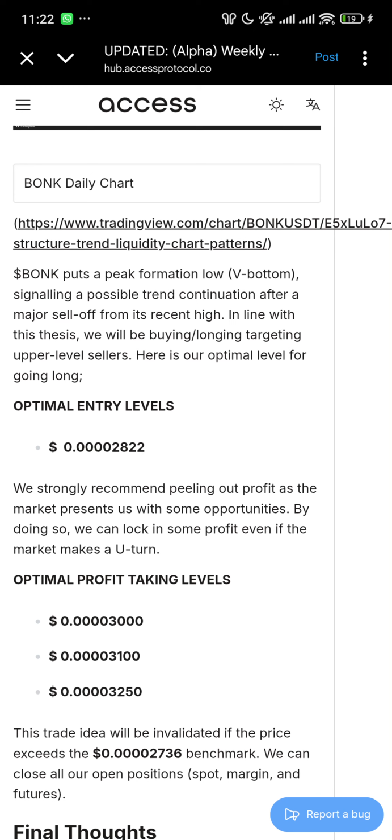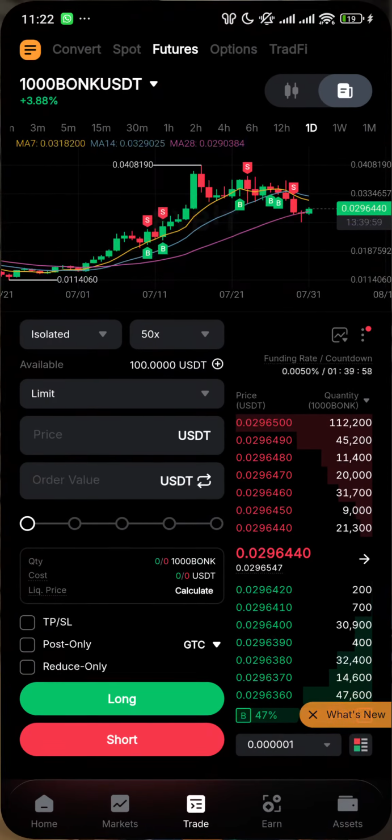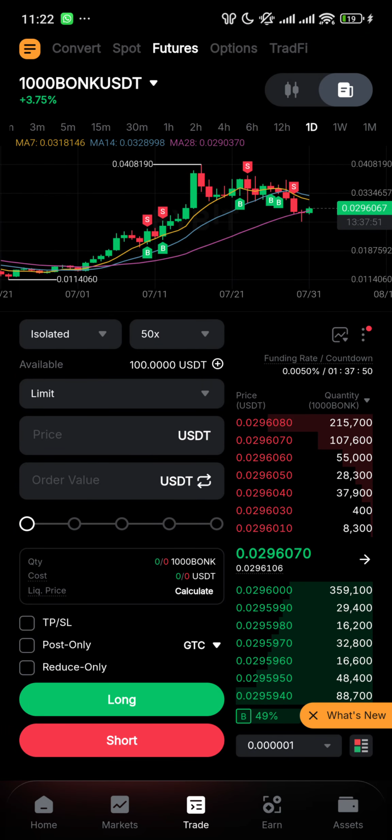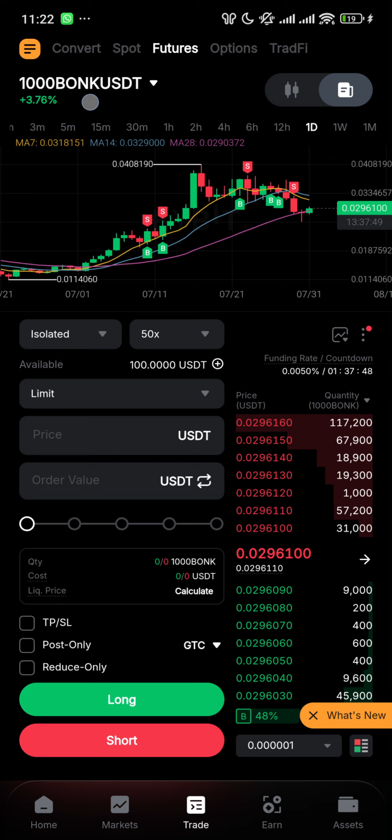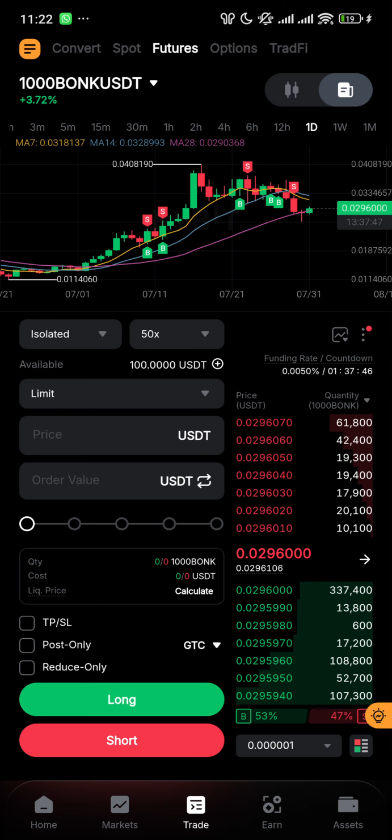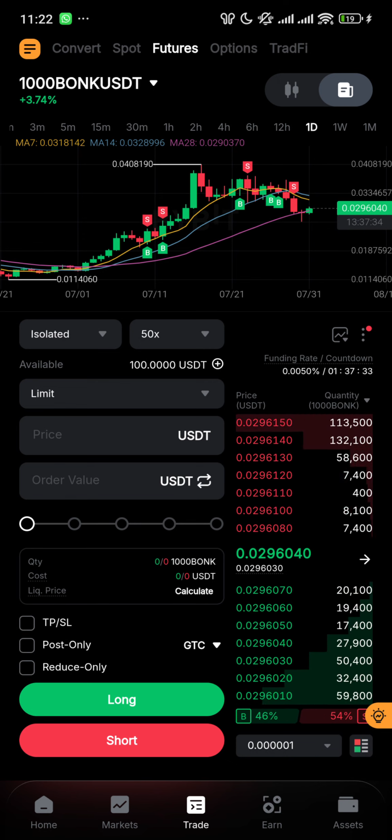If you notice, you are seeing 1000 Bonk. They've represented these multiple zeros in front with this 1000 in front of Bonk. There's no token like 1000 Bonk, but for representation of the Bonk token itself, that's why we have 1000 Bonk as a futures contract. So this is a futures contract. You are not holding the token itself, you're holding a contract. So take note.